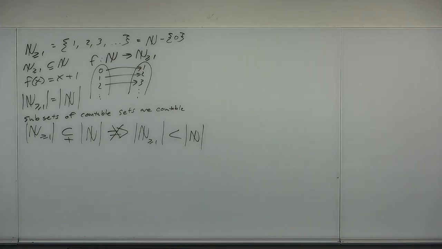Wait, so you're just saying a proper subset does not imply that the size is smaller? Correct. Cardinality is not necessarily smaller for infinite sets. This violates the intuition that we're trying to generalize from finite sets, and it turns out that this is the first step we've failed on.